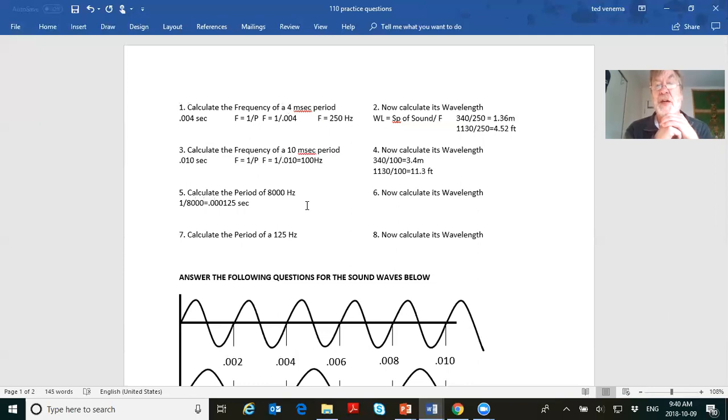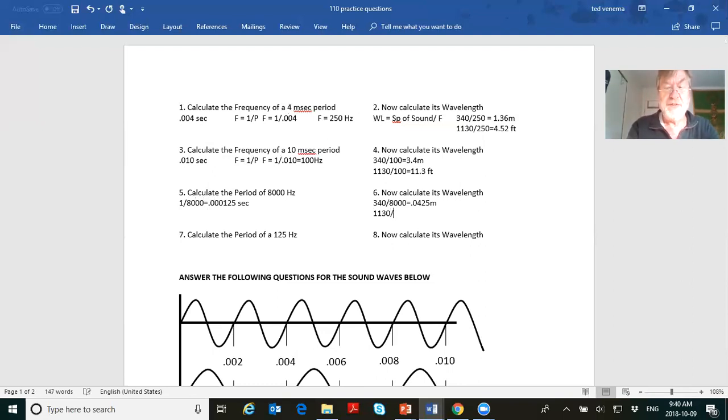Okay. Now calculate the wavelength of 8,000 hertz. Well, wavelength equals speed of sound over frequency. So 340 divided by 8,000 hertz is equal to, let's find out what that is. That is going to be 0.0425 meters. Let's make it more common sense for us people who live in the States.